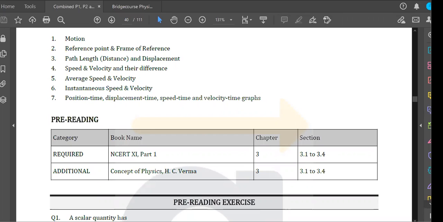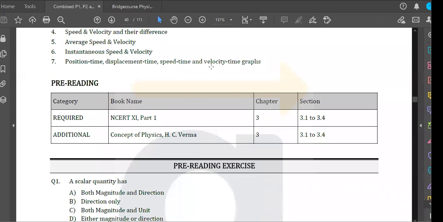Now, what is path length, which is distance, displacement, that we have studied in class 9 only, speed, velocity, average velocity, instantaneous velocity. I hope all of you remember these concepts, right? Anyone have any doubt in these concepts? Tell me. No, right? So I guess everyone is clear in these concepts. Okay, so we will try to solve some problems regarding these concepts first.